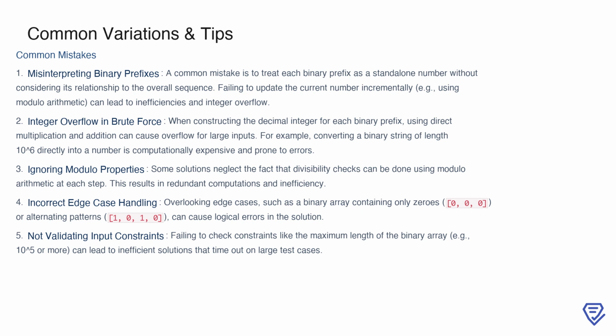Logical errors can also arise from ignoring edge cases, such as arrays containing only zeros or alternating patterns. Finally, it's essential to validate input constraints. For instance, if the binary array length is very large, inefficient solutions can fail to meet performance requirements, so always account for constraints in your approach.